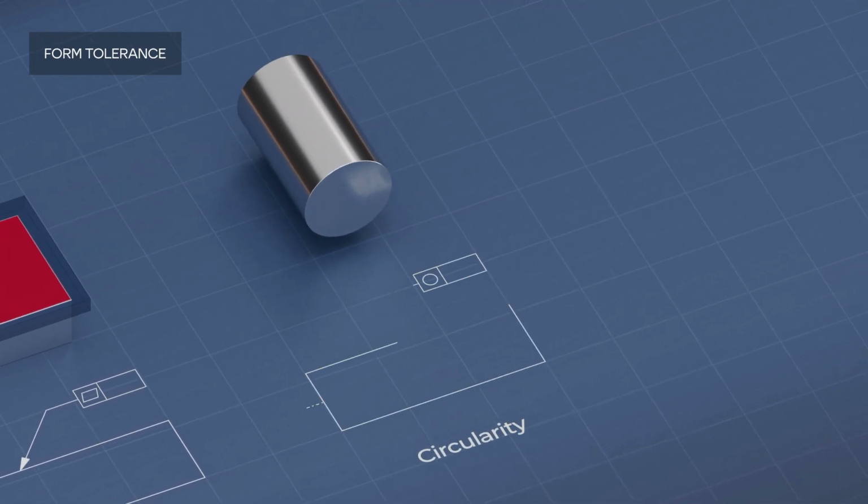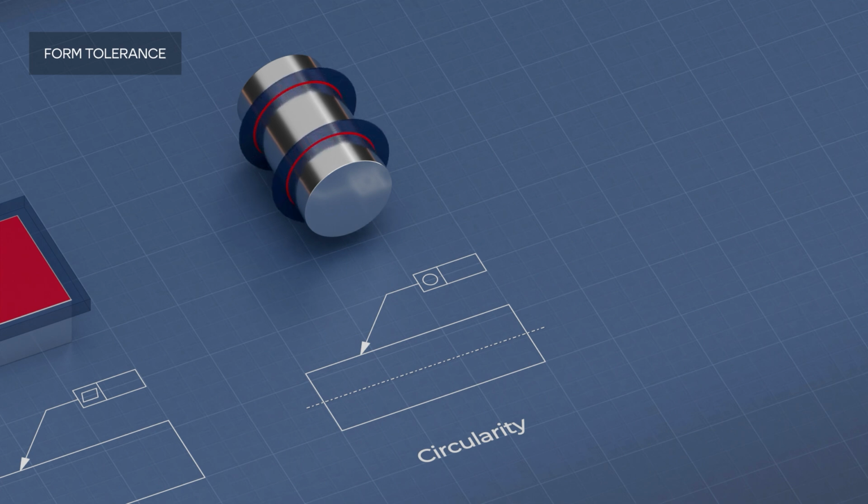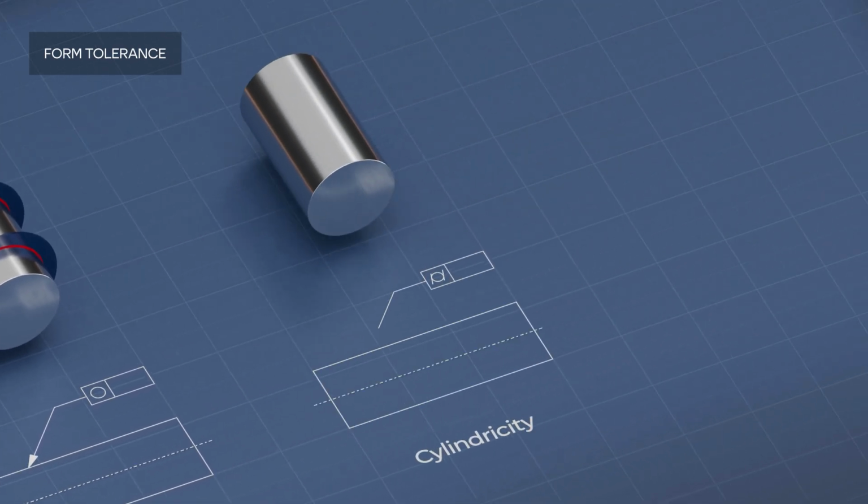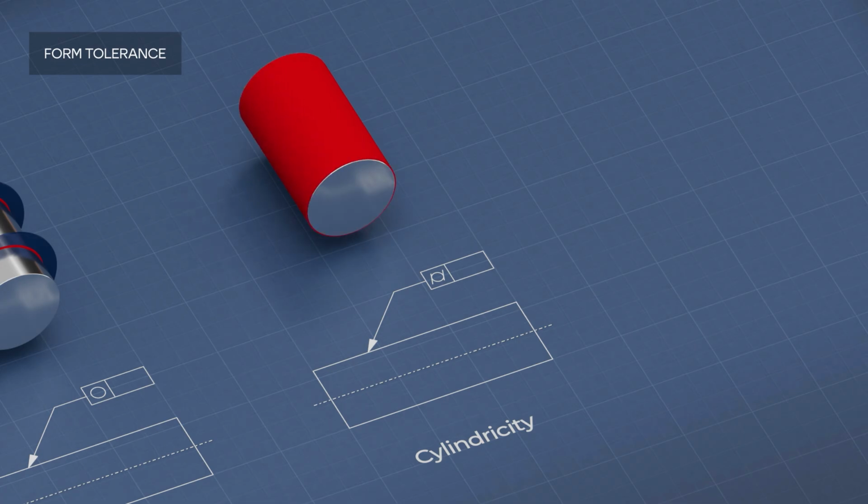Circularity. The tolerated circles should lie between 2 theoretical circles. The distance between them is the value of the tolerance. Cylindricity. Same as circularity, except that instead of 2 circles, 2 cylinders define the tolerance zone.